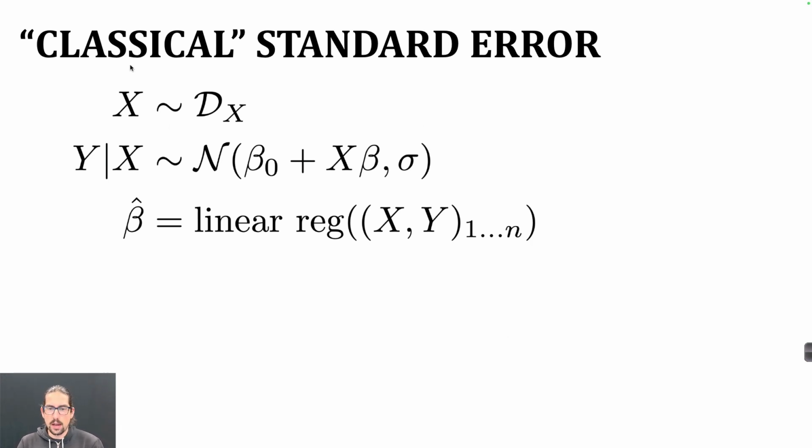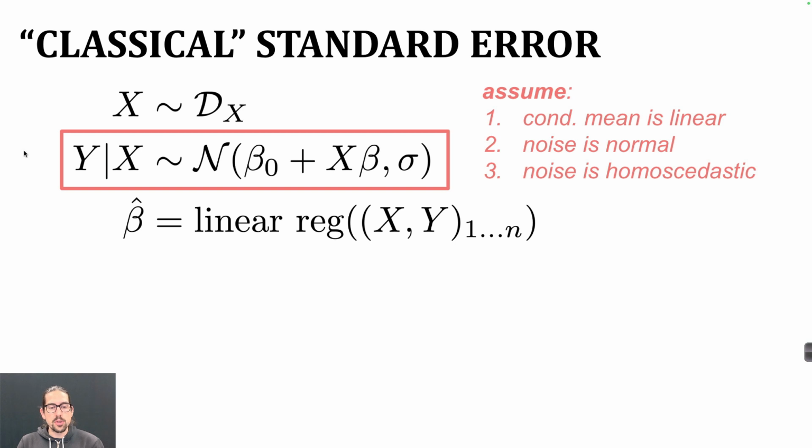So assume this model here, where x has some distribution, that doesn't matter. But here, the distribution of y given x is assumed to have this form in the population. Okay, so what are the assumptions being made here? I've compressed them all into this one little formula, but this is actually several different assumptions. 1, the conditional mean is linear in x, right? So we have the mean of y given x, which is beta 0 plus x beta.